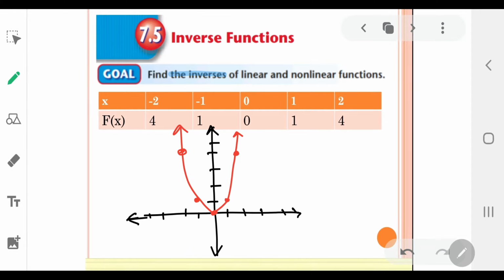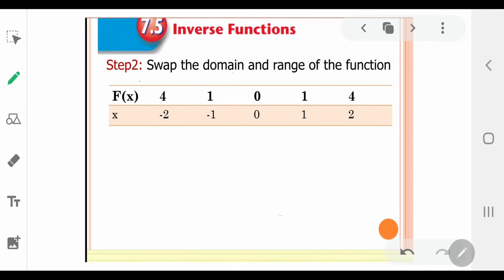It opens upward. Now, the next step, I want you to start swapping or interchanging the values of x and f of x. Swap them by making the output of the original function the input, and the input the output. This is the table you're supposed to have by swapping the domain and range. Now the output of the original became the input, and the input became the output. Let's name it g of x.